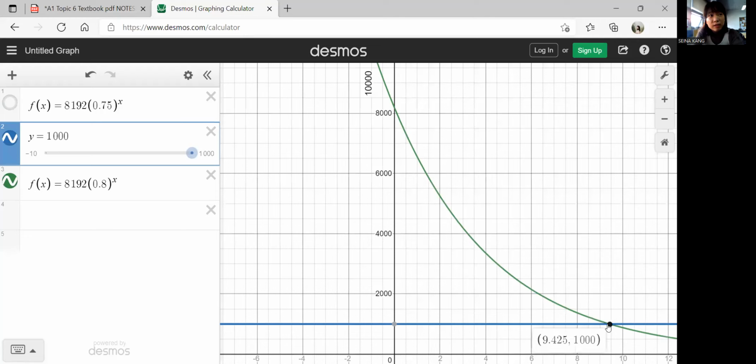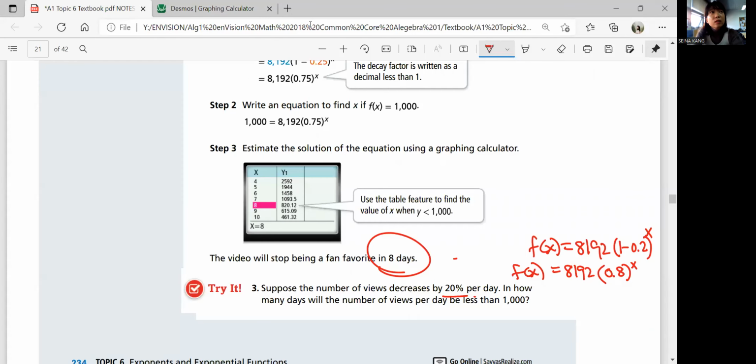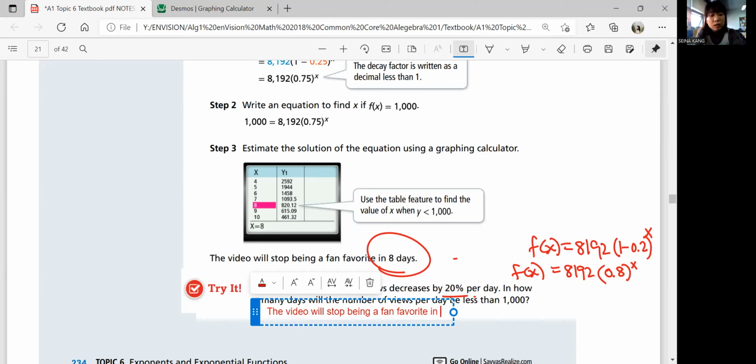And then this is your intersection point, 9.425 days, 1,000 views. So after 9 days, would it be a fan favorite? Yeah, after 9 days, it's still a fan favorite. But then after 10 days, it is no longer going to be a fan favorite. So if it decreases 20% per day instead of 25, the video will stop being a fan favorite in 10 days.